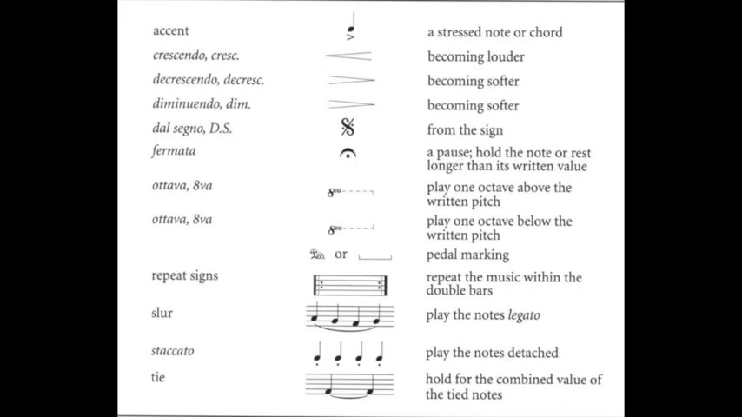A slur means that we play the notes under that slur smoothly, or legato. For us, we don't tongue. They all get connected. Staccato means the notes are detached. These are these little dots either above or below a note. Then finally, a tie combines the value of two different notes. Finally, please complete page 49, and then you're finished your theory assignment for the month.